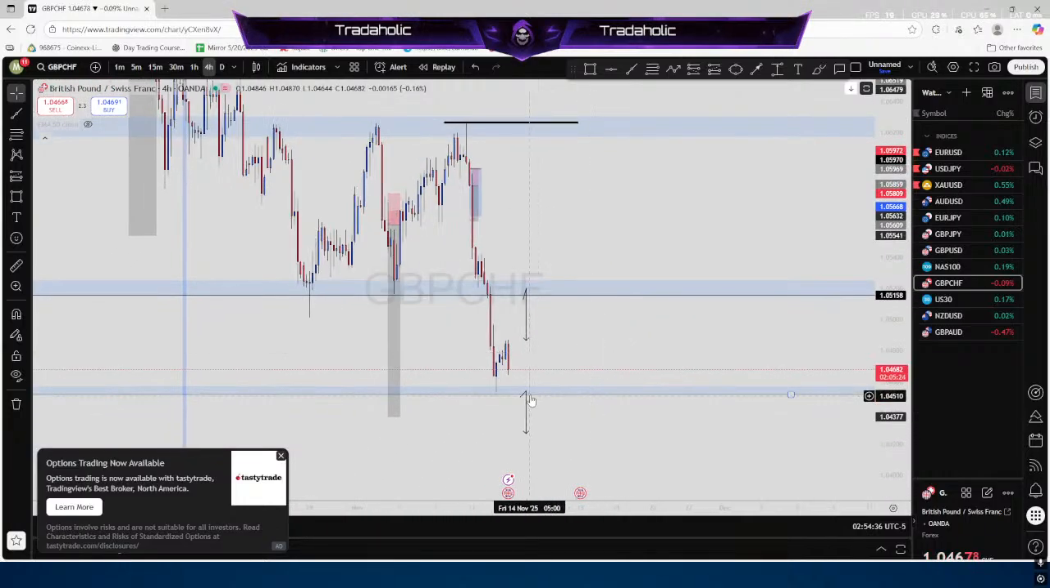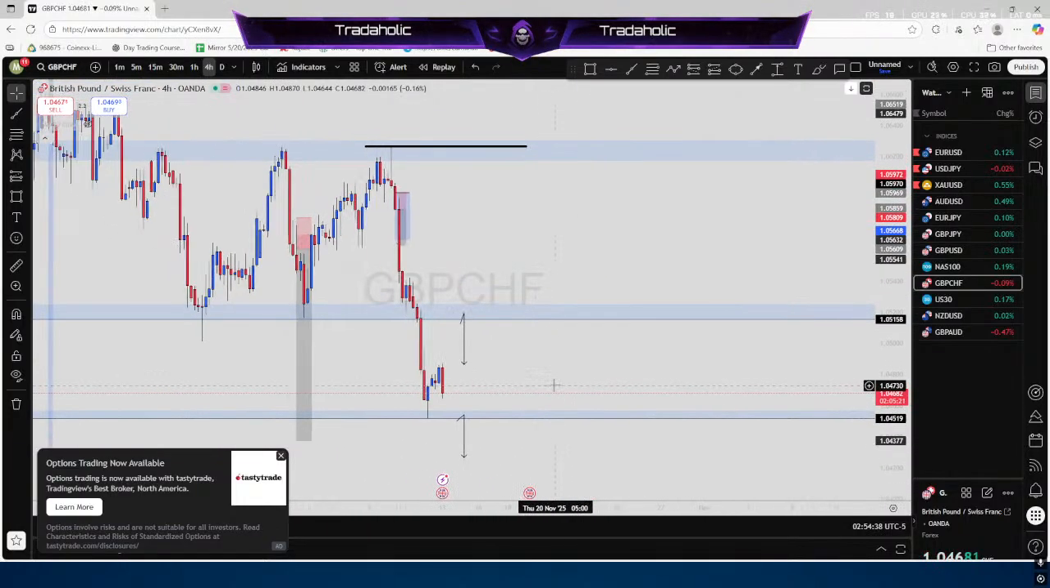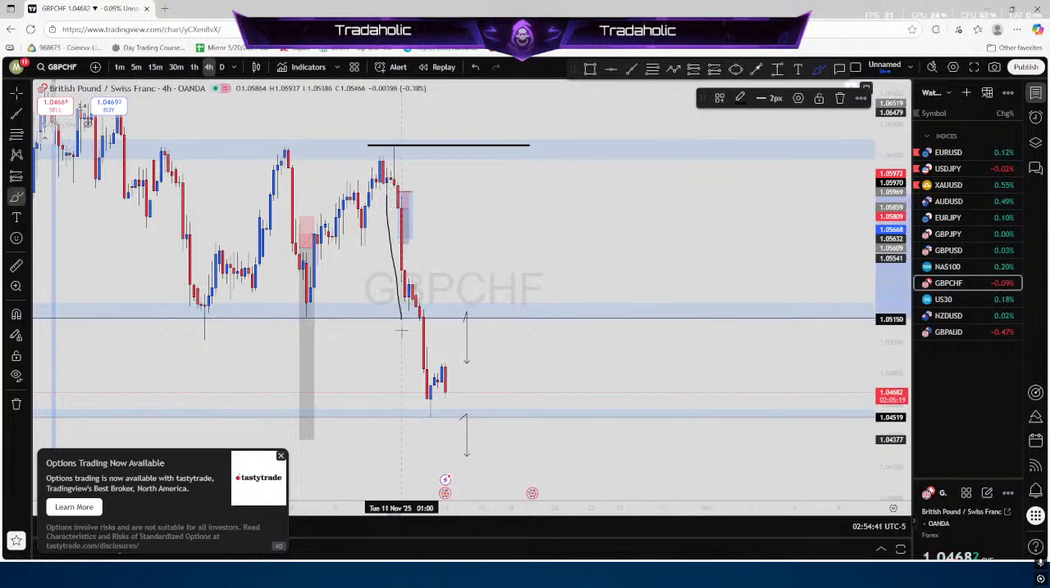To the person that's in GBPCHF, I got a question. If you're in buys, why do you want to take buys after an aggressive push down like this? Out of curiosity.